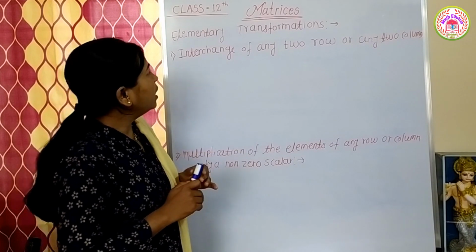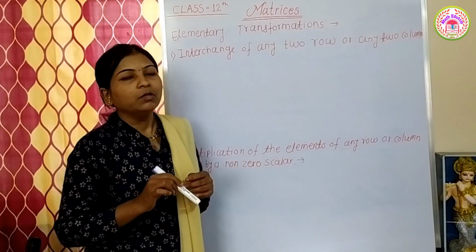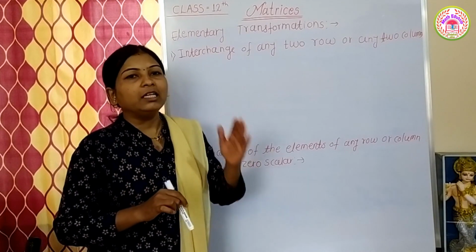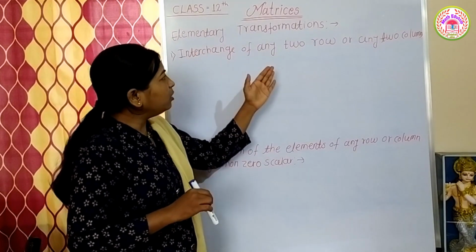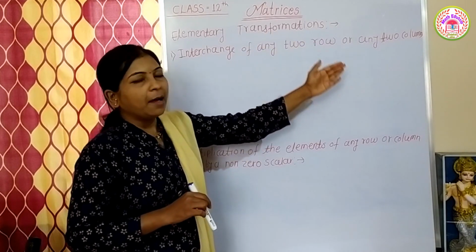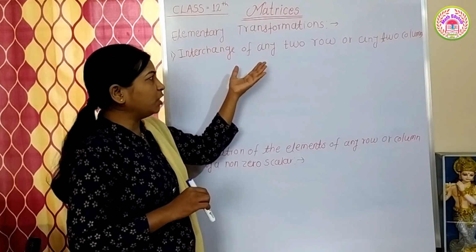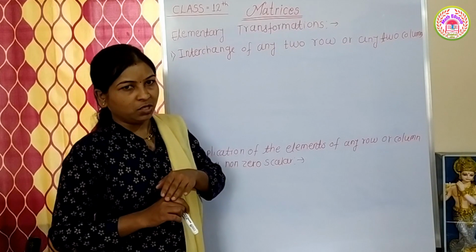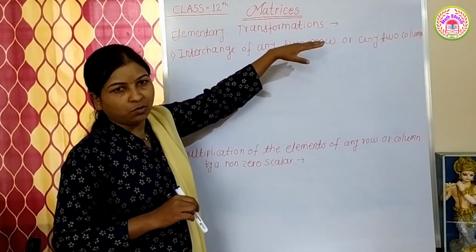The first is the interchange of any two rows or any two columns. That is, we have to interchange any two rows or any two columns. This transformation, interchanging any two rows, is applicable for rows as well as for columns. That means the interchange transformation is one transformation for rows and one transformation for columns. So for interchange, there are two transformations in total.